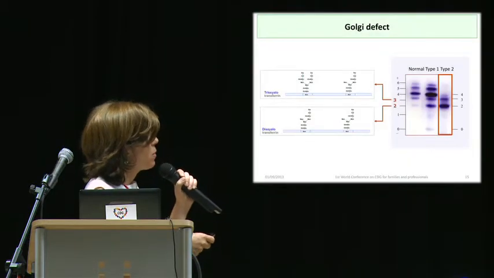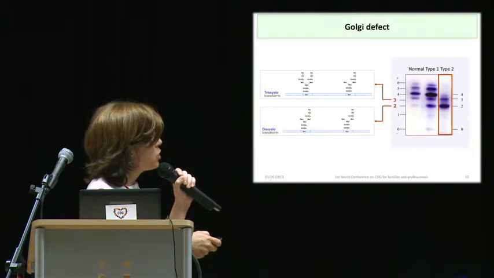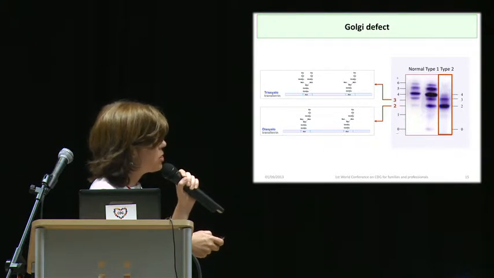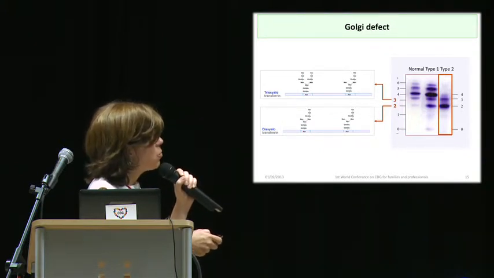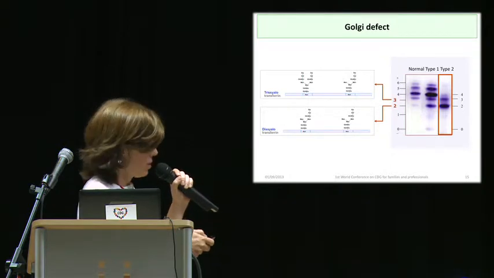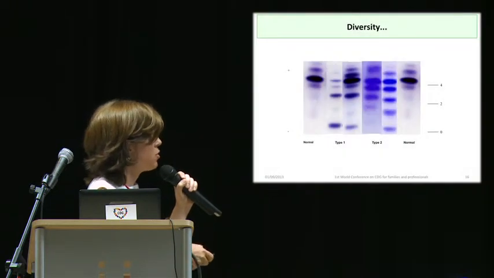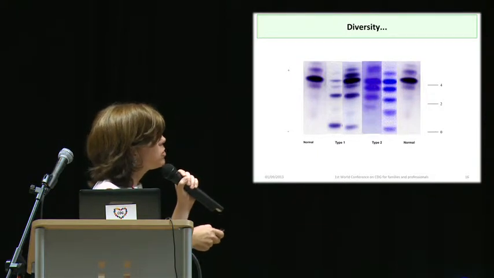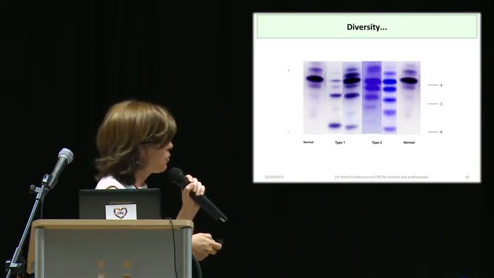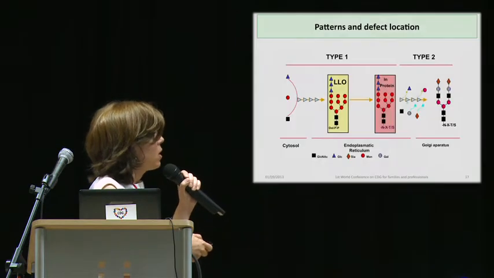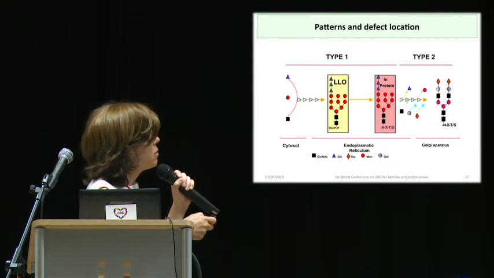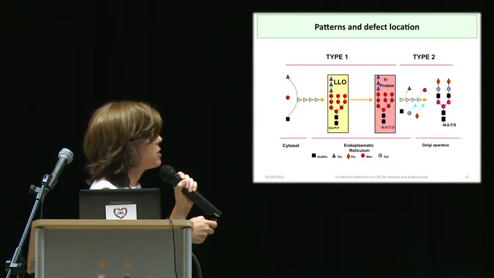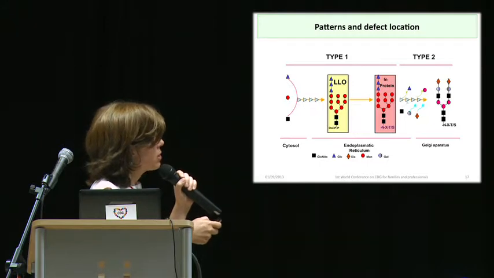We can also find abnormal patterns in which there's a huge decrease of the tetrasialo band along with an increase of the disialo band, in these Golgi defects. But the diversity of these patterns is enormous, and things aren't always so simple. So one thing we can find about the pattern in isoelectric focusing is that it can give us a clue about where the defect location is.